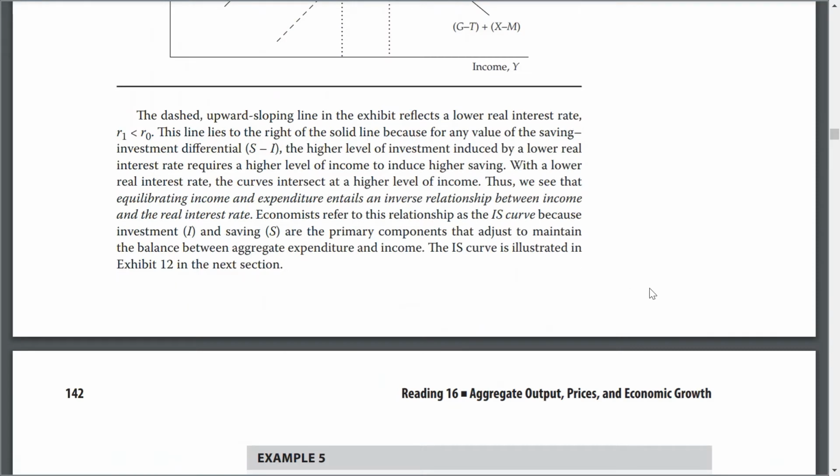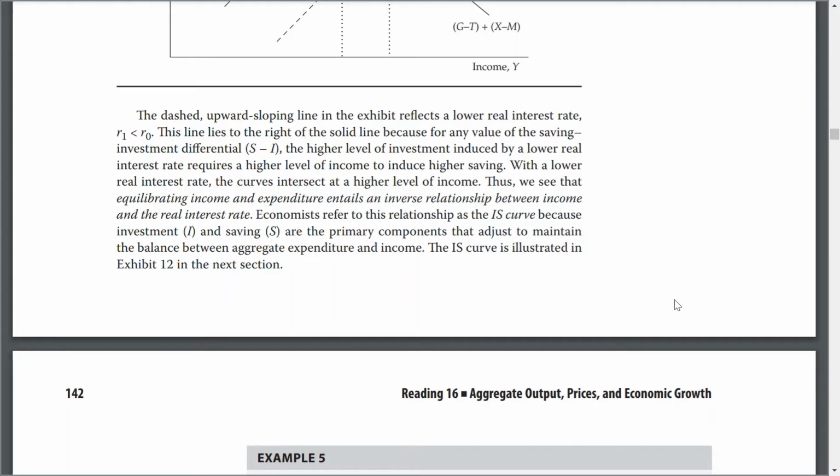The dashed upward sloping line in the exhibit reflects a lower real interest rate, where R1 is less than R0. The line lies to the right of the solid line because, for any value of the saving-investment differential, S minus I, the higher level of investment induced by the lower real interest rate requires a higher level of income to generate higher savings. With a lower real interest rate, the curve intersects at a higher level of income. Thus, we see that equilibrium income and expenditure entail an inverse relationship between income and real interest rates.